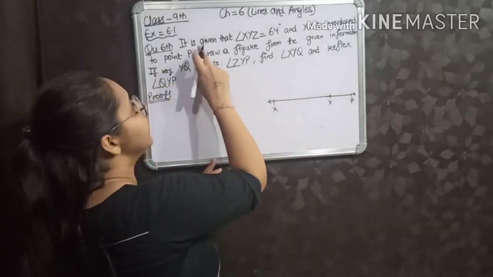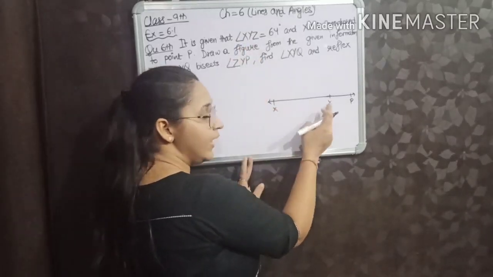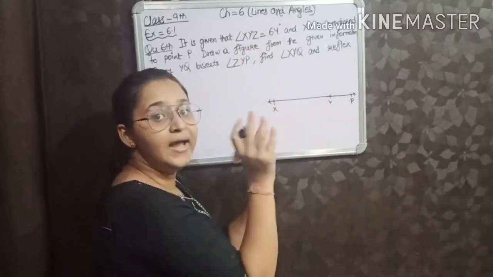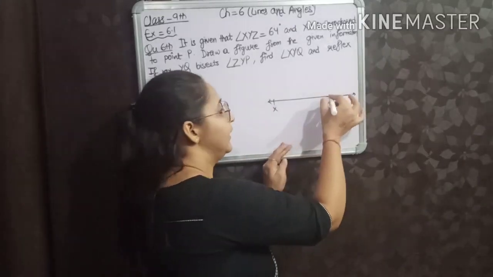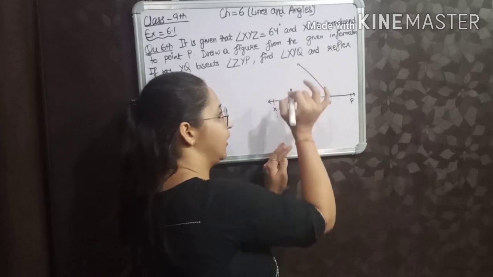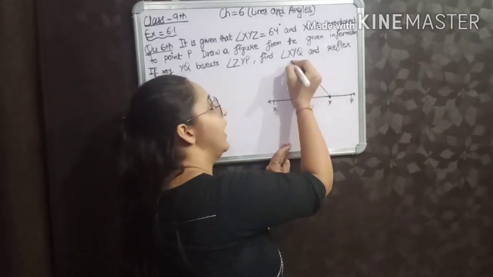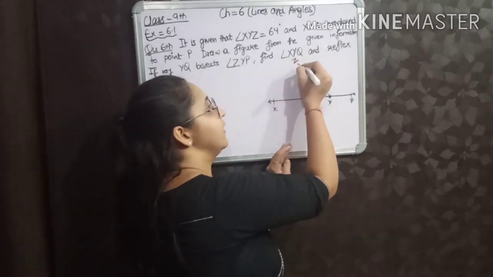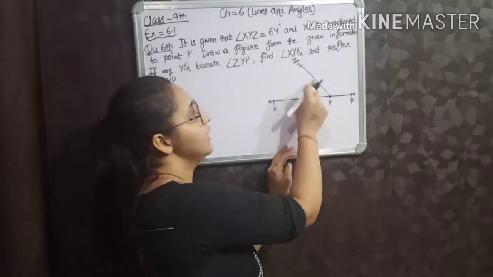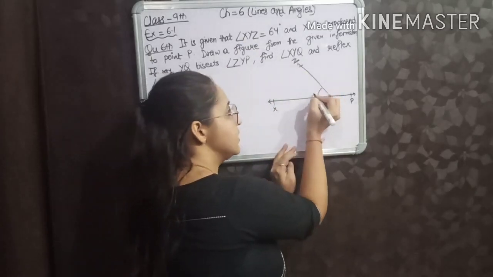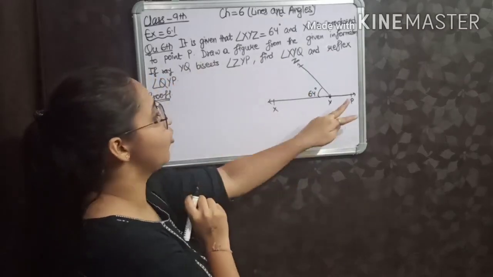Now, it is given that angle XYZ. When will an angle be formed? An angle will be formed when there is a ray and a vertex. So X, Y, and this will be Z. Angle XYZ is equal to 64 degrees. We are done. XY is produced to a point P.